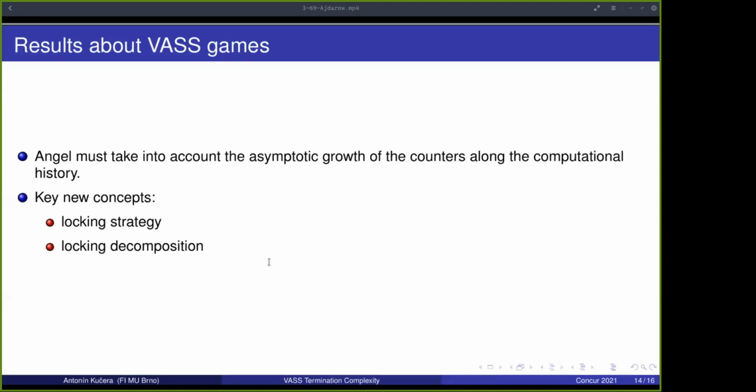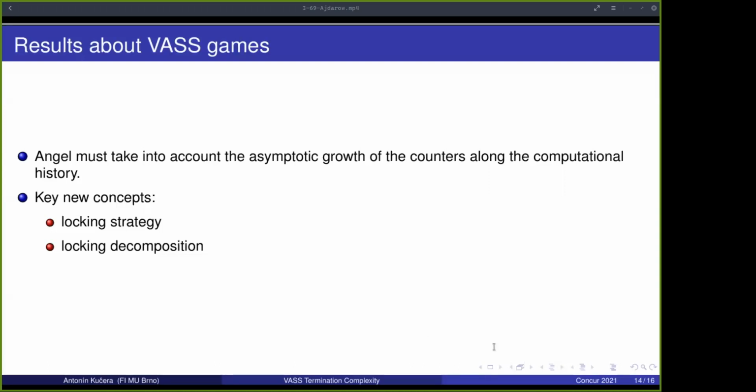And this gradual change of a VAS game into a demonic VAS is described by a suitable structure which we call locking decomposition, and it can be considered as a generalization of the standard duck decomposition for demonic VAS we used in the previous construction.